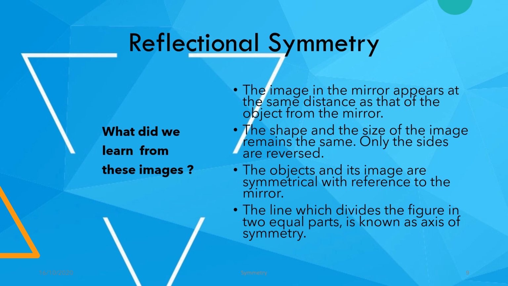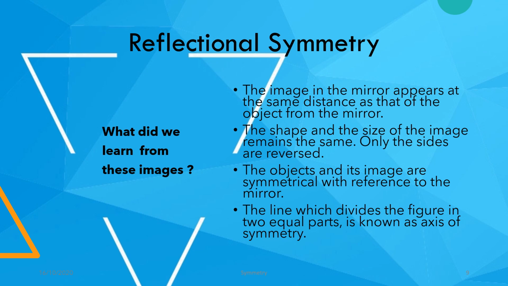Only the sides are reversed. Suppose you are standing towards the right, the mirror will show it on the left. The object and its image are symmetrical with reference to the mirror. The line which divides the figure into two equal parts is known as the axis of symmetry.